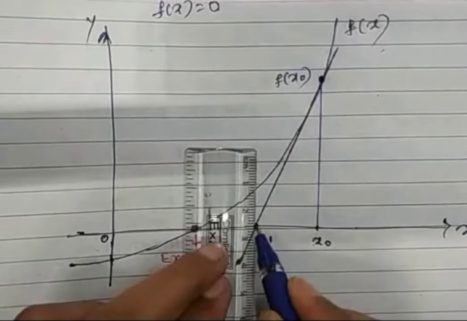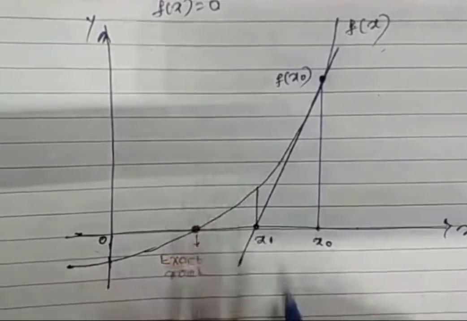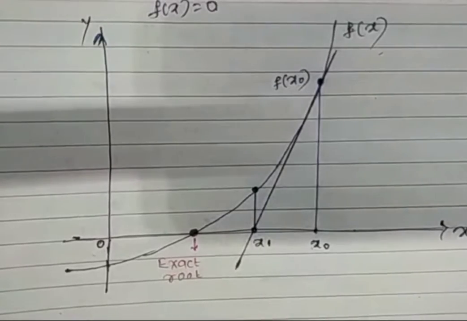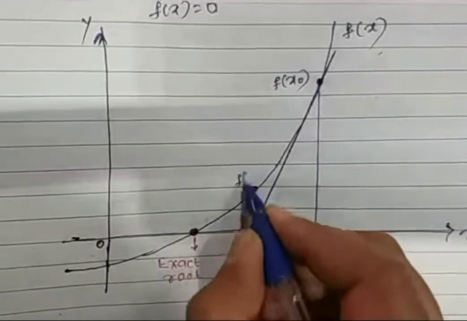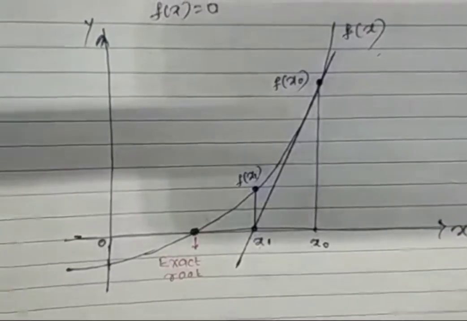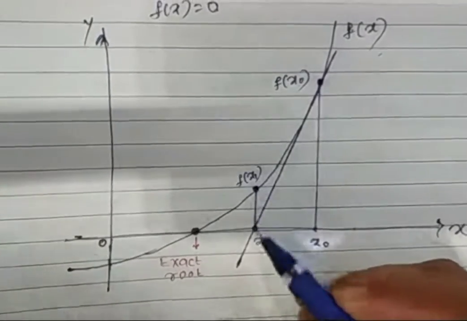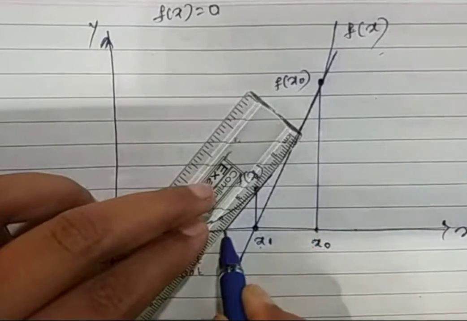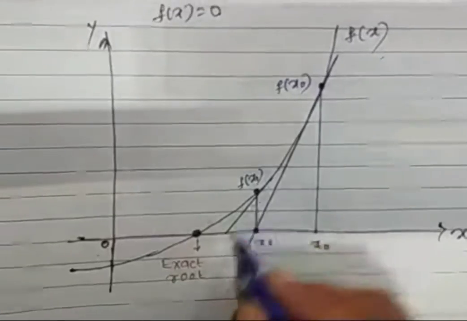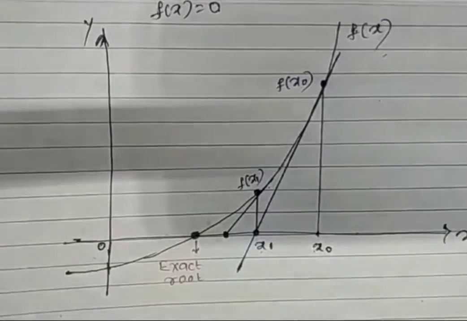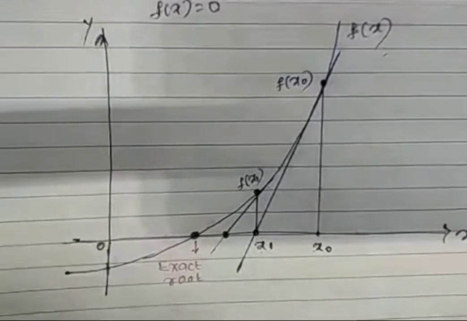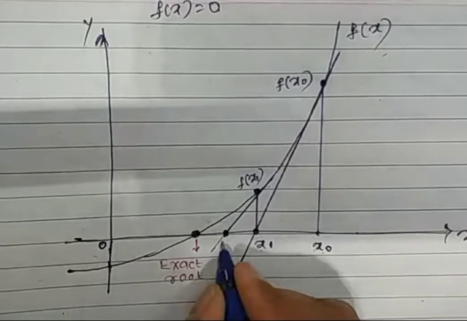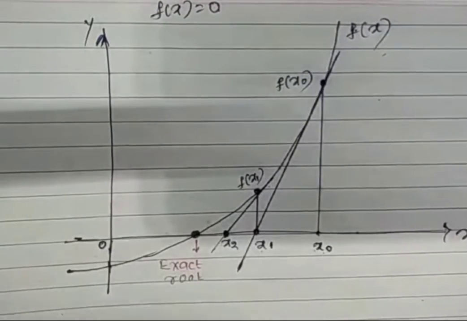Now next consider x1. Then the same process we need to repeat here. From this x1, again draw a straight line to the curve. Now this straight line touches the curve at this particular point. If this is x1, then this will be f of x1. Then from this point we need to draw a tangent line. So we can observe this tangent line also cuts the x-axis at this particular point. Now call this x2 and repeat the process here.